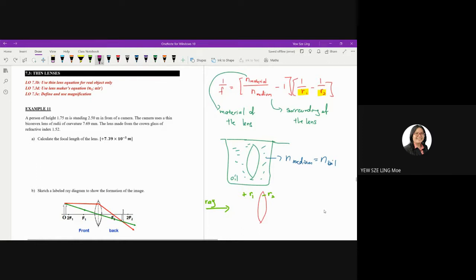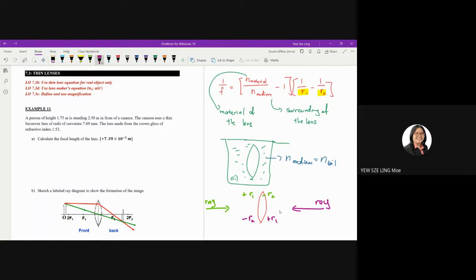Now, if you assume the light ray is coming from the right-hand side, then we are going to take the right-hand side as positive R1, and the left-hand side would be negative R2, because now it's hitting the inner surface of the circle. So one lens is made up of two circles. So you look at whether you're hitting the inner surface or the outer surface of the circle.